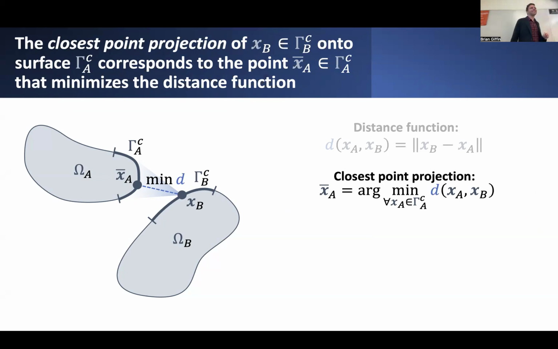And to determine that, we can define that closest point, that's closest projected location of point B onto surface A, as exactly this X bar sub A. That's the so-called closest point projection of point B onto surface A. And it satisfies this condition that X bar sub A is actually the position which minimizes this distance between XB and any possible point that might lie on surface A. So in other words, just pick the point X bar sub A that is closest to XB. And that's our closest point projection.